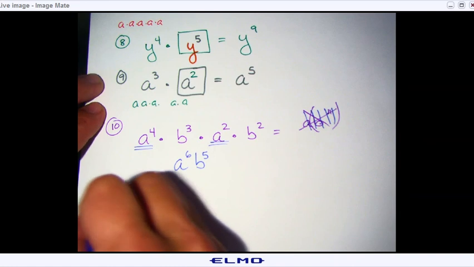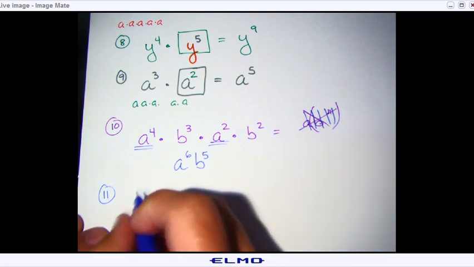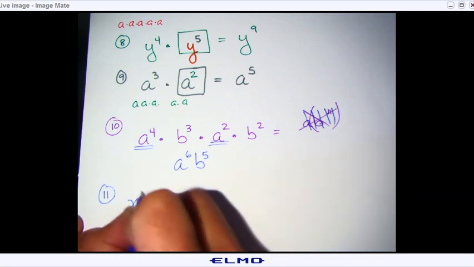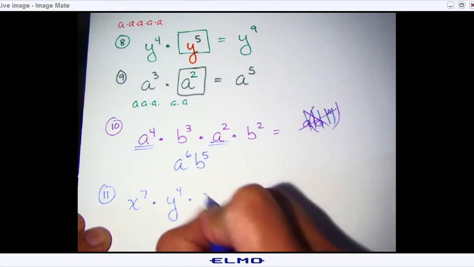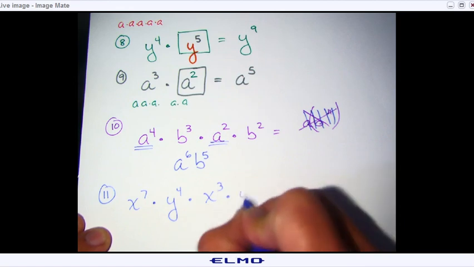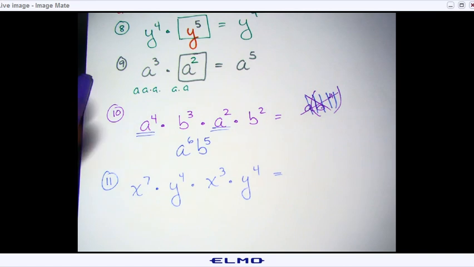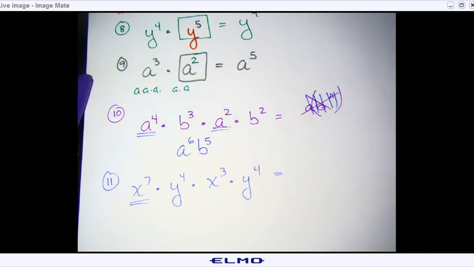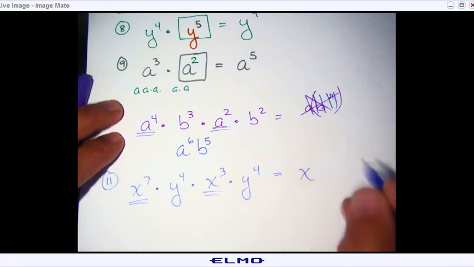Let's try another one. Let's do x to the 7th times y to the 4th times x to the 3rd times y to the 4th. All right, I'll give you some time. Go ahead. So we got x, right? Let me call on Aaron Graper. x to what power, Aaron? x to the power of?